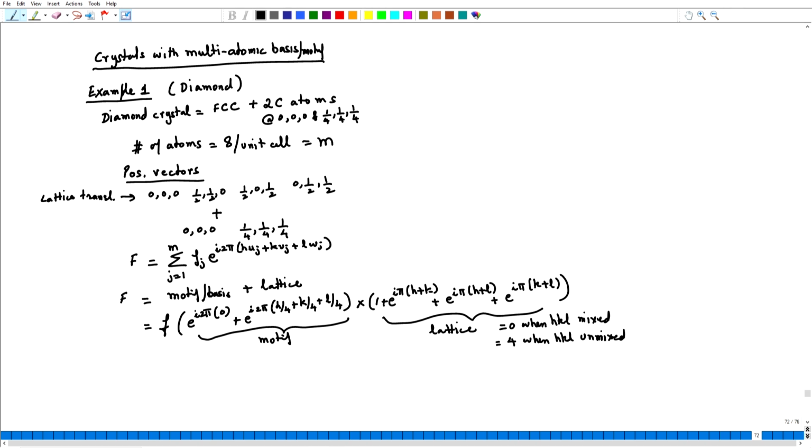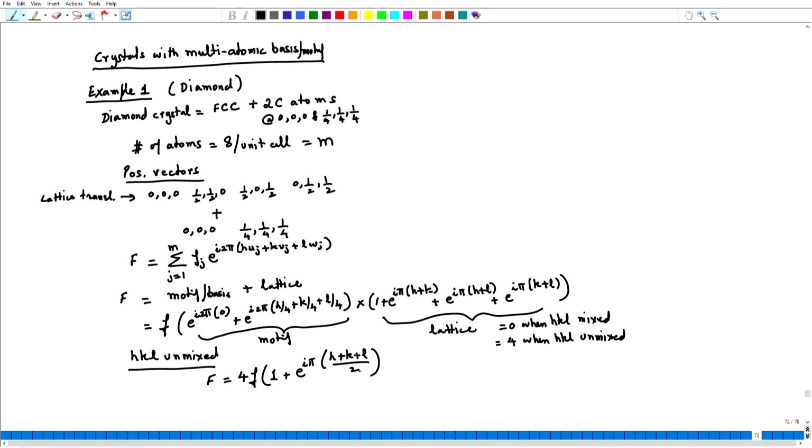Now, if HKL are mixed, there is extinction, I do not need to do any other analysis. So, let us consider the situation when HKL are unmixed. If HKL is unmixed, the lattice term will give me a factor of 4. So, this will become 4F, and now looking at the motif term, the first term in this is e to power i 2 pi into 0. So, that will give me 1, and the second one would be e to power i pi (h plus k plus L) divided by 2.